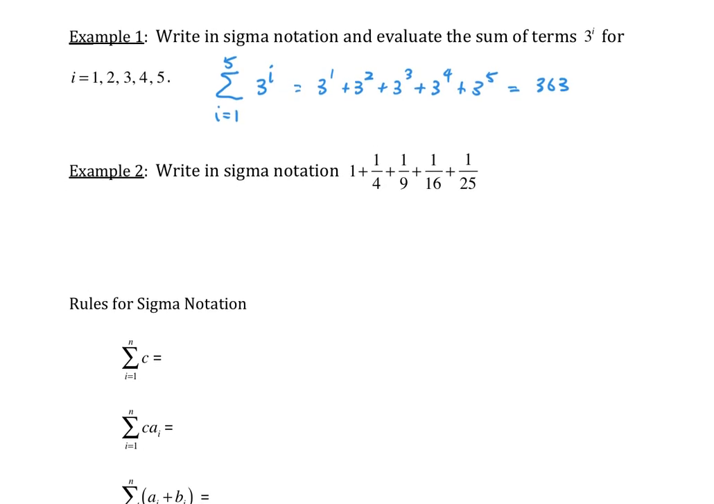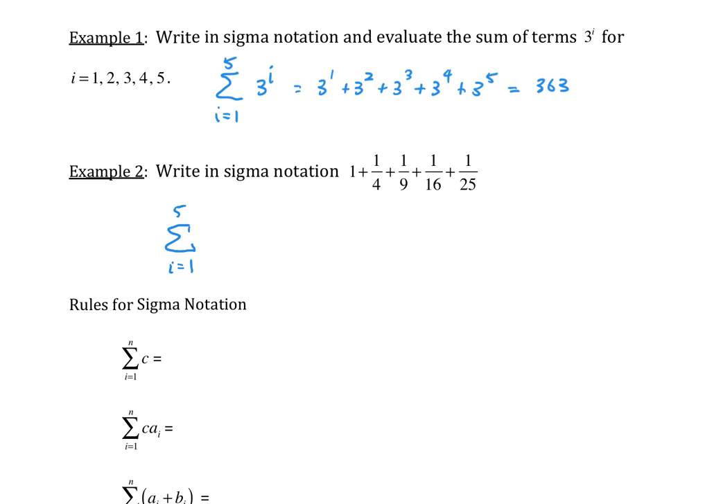In example 2, this time they give us a sum of, in this case, 1, 2, 3, 4, 5 numbers. And our goal is to write this sum in sigma notation. So the first thing I would say is that we know that we're going to write sigma, and I'm going to have my i go from 1 to 5. I know this simply because I have 5 terms.